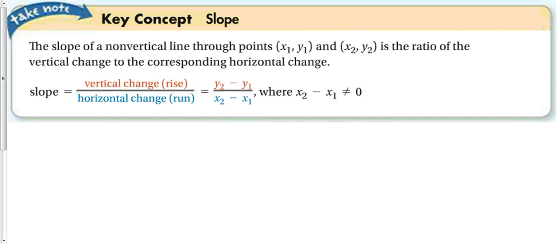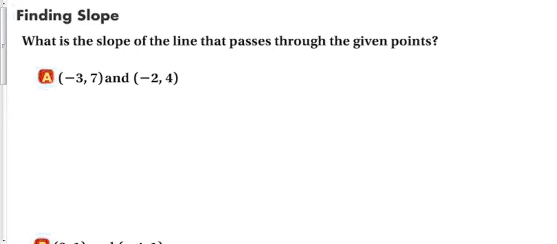The slope is equal to rise over run, right? The slope of a non-vertical line through points x1, y1, x2, y2 is the ratio of vertical change to the corresponding horizontal change. So we have rise over run, okay? Vertical change over horizontal change: y2 minus y1 over x2 minus x1. And most commonly, slope is abbreviated with the letter m, especially when we get to slope-intercept form in a few minutes. Okay? So let's practice finding the slope.